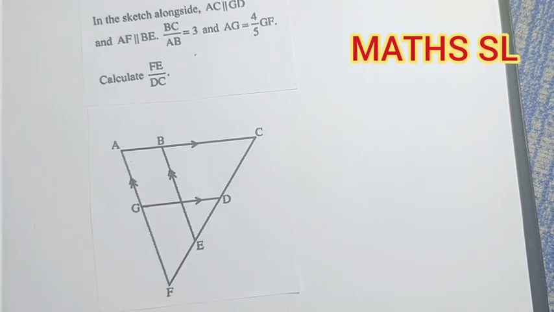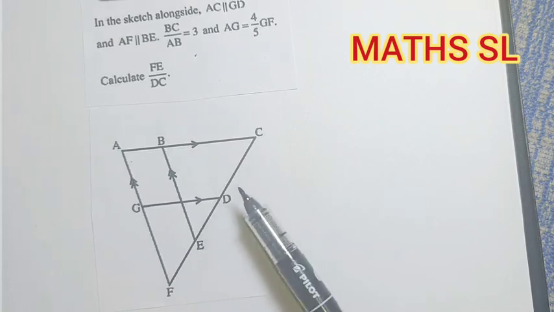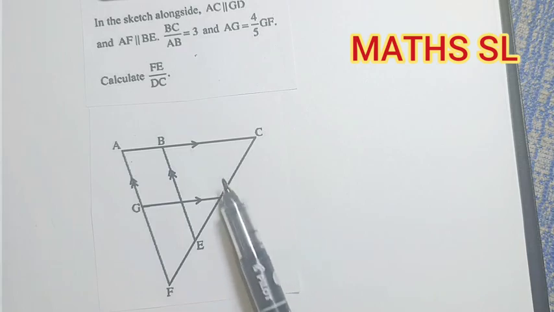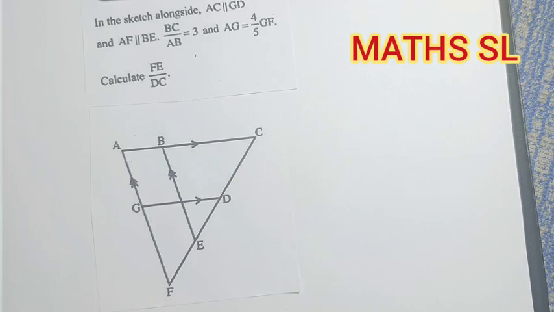So first of all, we have to transfer both ratios onto the same line segment FC. Have a look. We're going to apply the proportionality theorem to pull all the ratios onto the FC side.